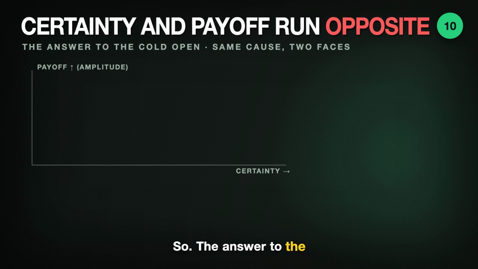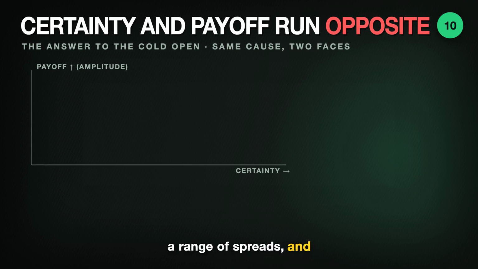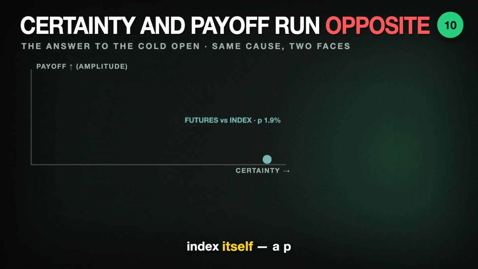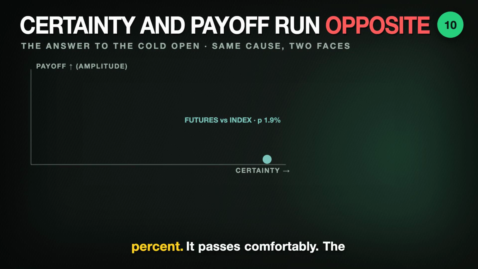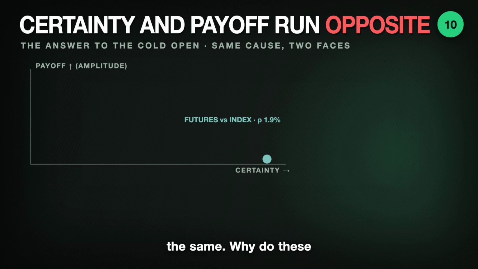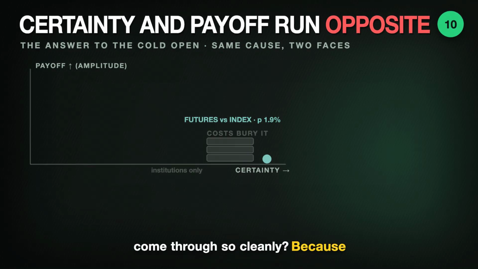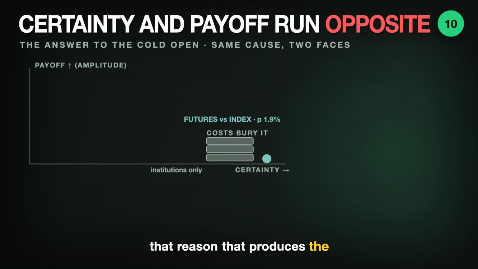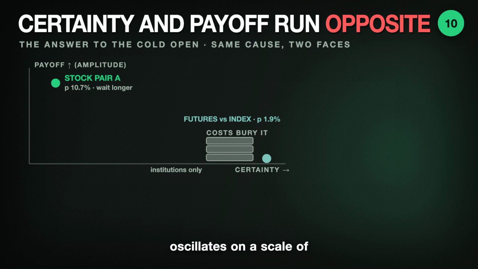So, the answer to this cold open. The original author ran the ADF test across a range of spreads, and the pattern in the results is unmistakable. The spread between an index future and the index itself, a p-value of 1.9%. It passes comfortably. The spread between a currency future and the spot rate does the same. Why do these come through so cleanly? Because the relationship between the two objects is extremely tight. They are very nearly the same thing, but it is precisely that reason that produces the second fact. The amplitude of the spread is only a couple of percent, and it oscillates on a scale of seconds and minutes before snapping back to equilibrium.